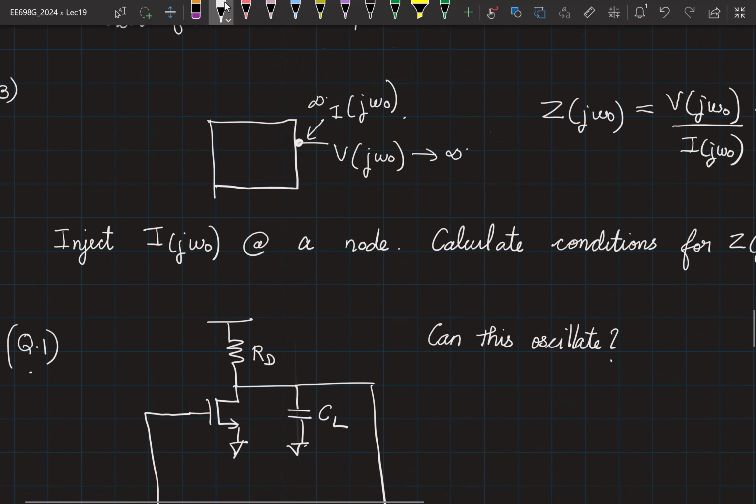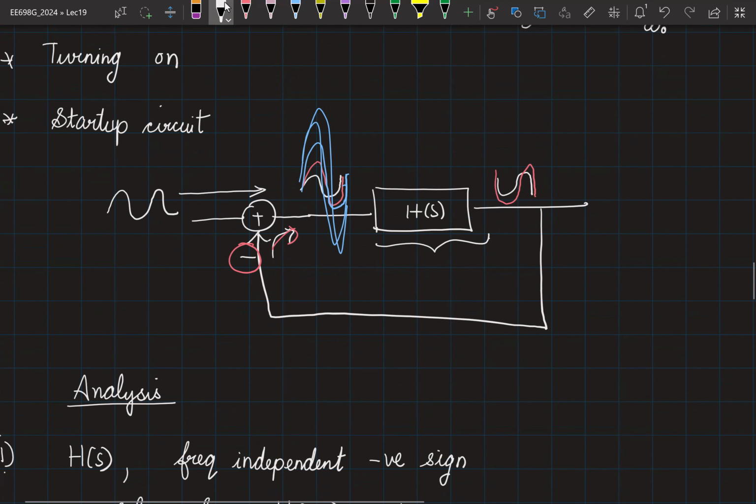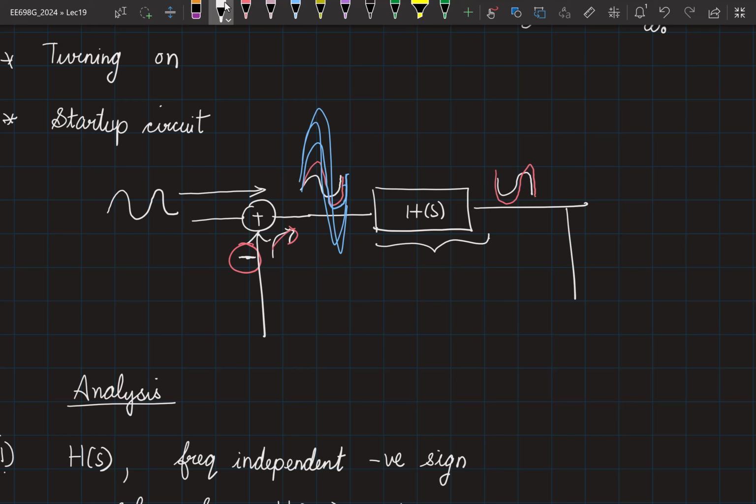Right. Let us consider the loop we started off with. This is okay? I break the loop here. You have a minus sign here followed by h of s. So you are not applying input there. I am not applying input here. We are looking at the loop. Right? And this is minus h of s.